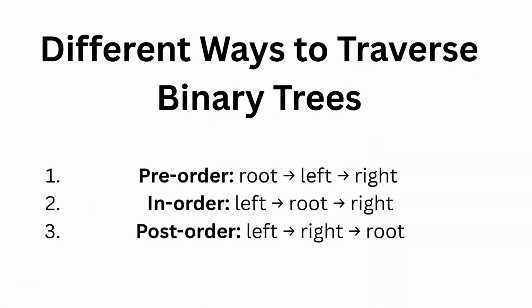So here are 3 different ways to traverse binary trees. Those are pre-order, in-order, and post-order. In pre-order, the pattern is root, left, right. In order, it is left, root, right. In post-order, it is left, right, root.